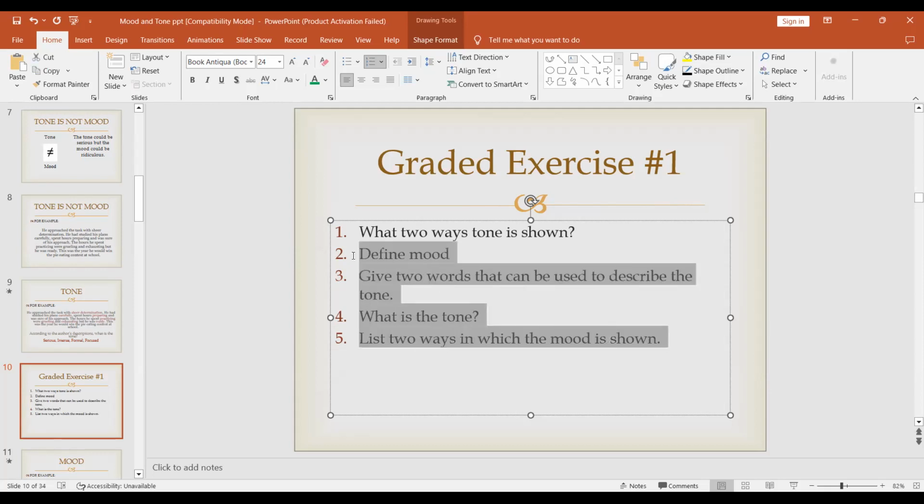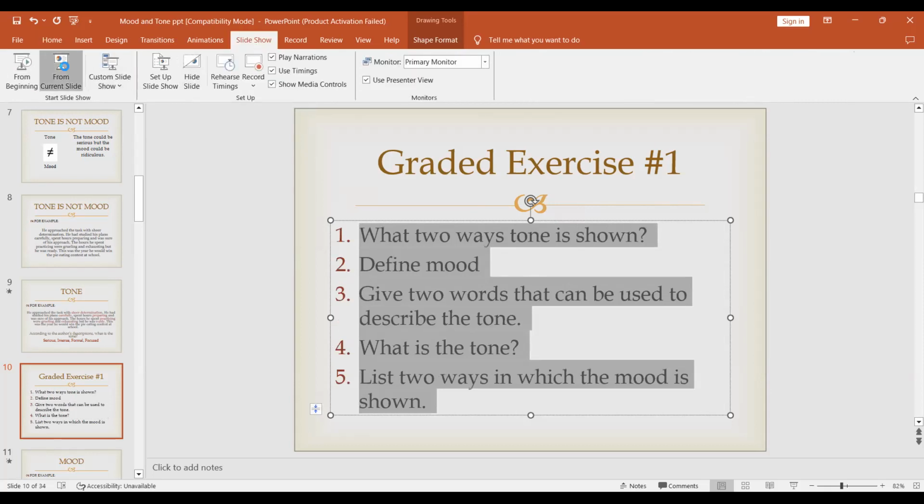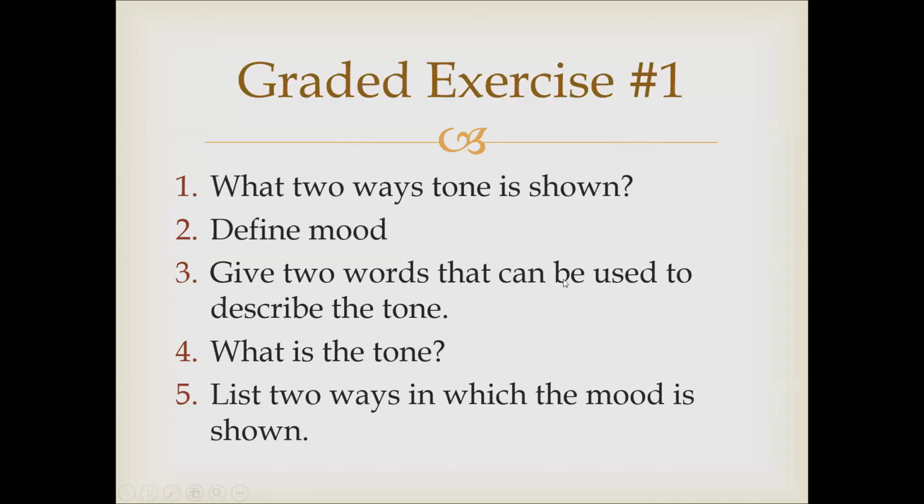All right, so I'm just going to give you 5 questions. The first question says what two ways is tone shown? The second question says define mood. The third question says give 2 words that can be used to describe the tone. Number 4 says what is the tone? Number 5 says list 2 ways in which the mood is shown. You're going to answer these questions, and then you can take a picture of them and send it to me via WhatsApp.